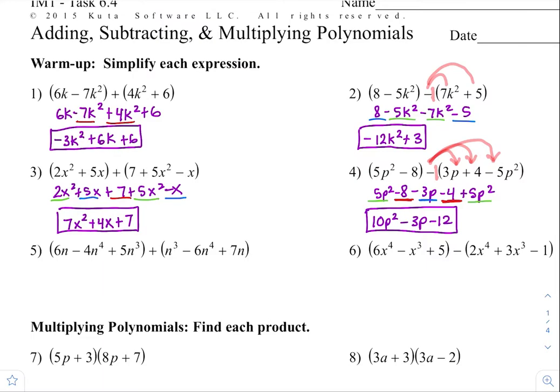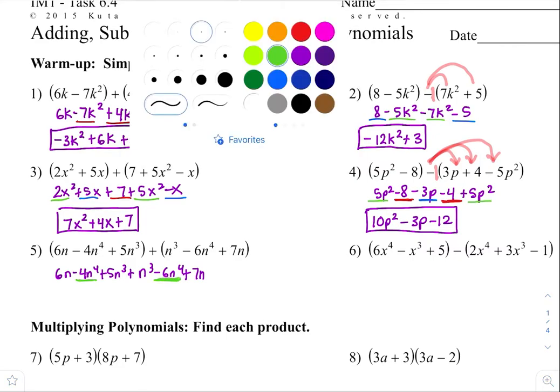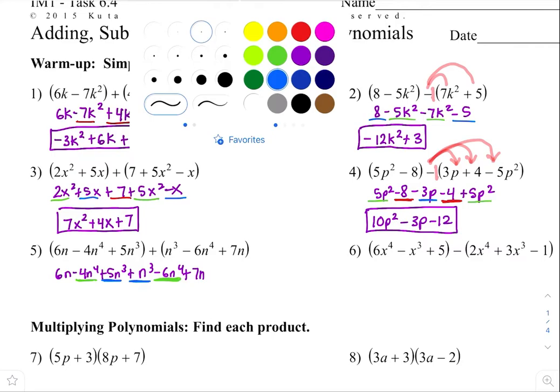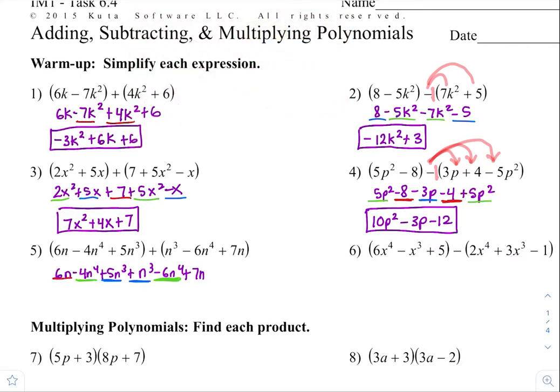Okay. Number 5. So there's a positive, or you're adding your polynomial, so we can drop our parentheses. Alright, so let's combine like terms. Highest degrees first, so these are the 4th powers. Next highest degree is the 3rd powers, so we're going to combine those. And the next highest degree is our 1st powers, which is 6n and 7n.